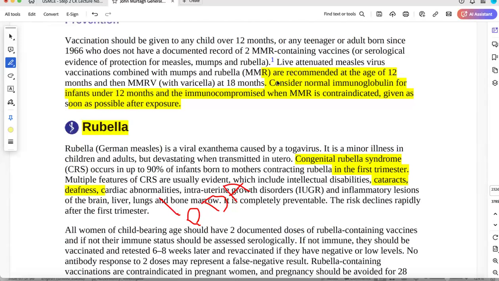Now, again, you can give the immunoglobulin for contacts who are immunocompromised or less than 12 months old. So again, exactly the same. If a child is less than 12 months, or if there is an immunocompromised contact, those two groups can get immunoglobulin. And if you give immunoglobulin, it should be given as soon as possible after the exposure. Usually we say within 48 hours.